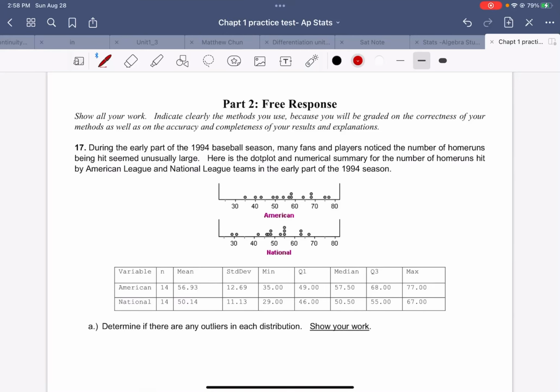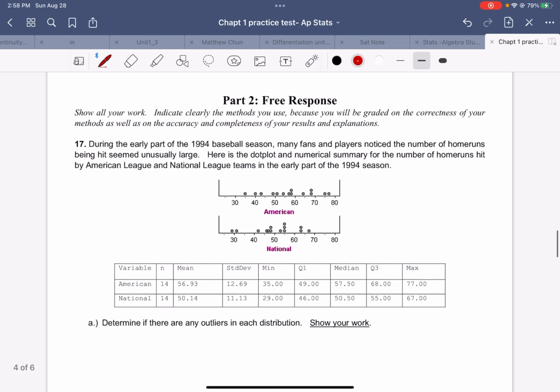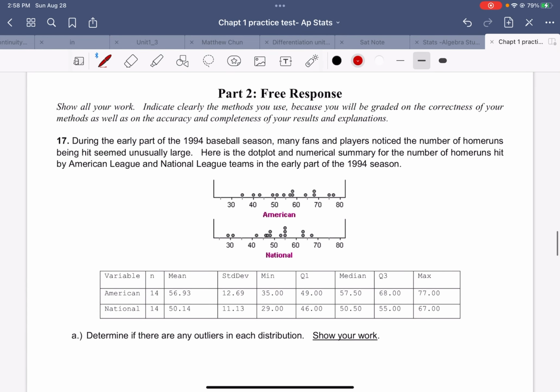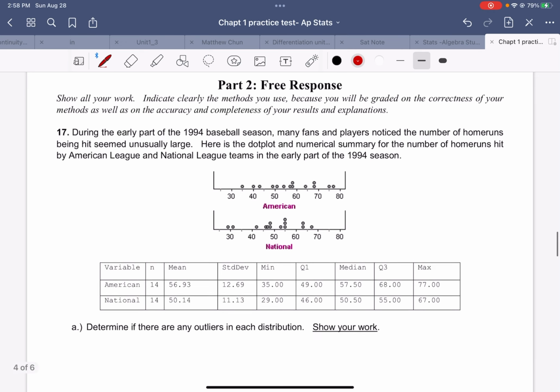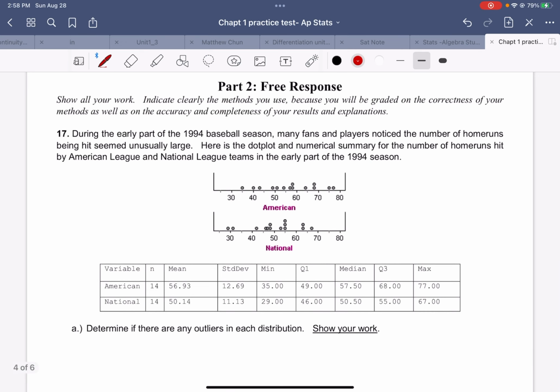This is a free response section for the chapter 1 practice test, exploring data. So let's look at number 17. Those of you who want to study for multiple choice questions for chapter 1 can watch the other video. Make sure you pause the video before you actually watch it. I want you to try first, okay? Number 17.